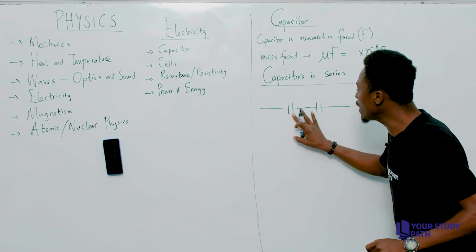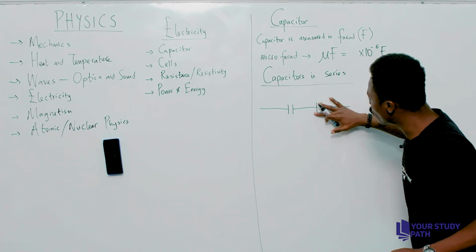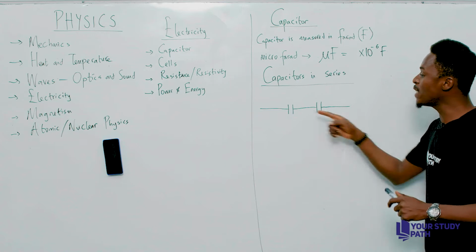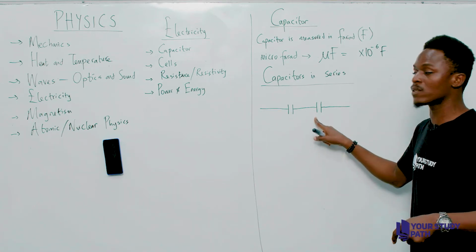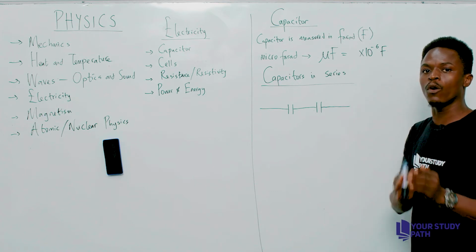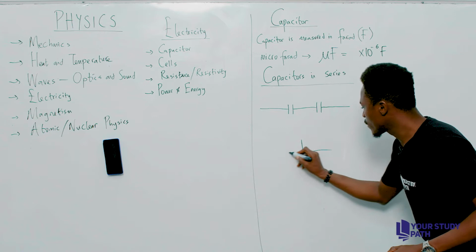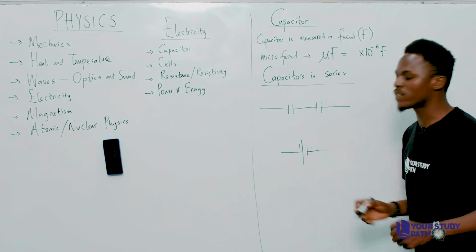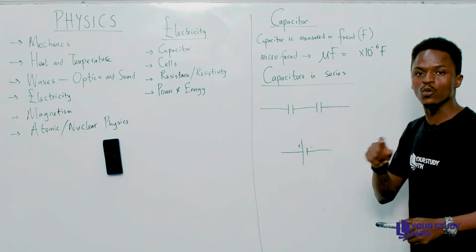Here, the length of the two terminals are actually equal and the same. The length of the two terminals are always equal, and that makes this capacitor symbol different from your cell. Cell is denoted this way, positive and negative terminal. But in the case of capacitor, we have them of equal length. So don't mix it up.